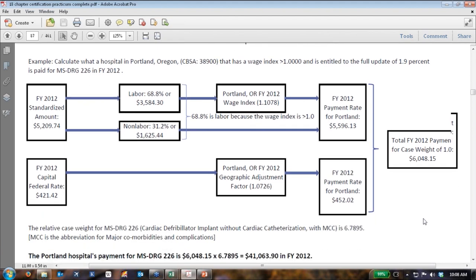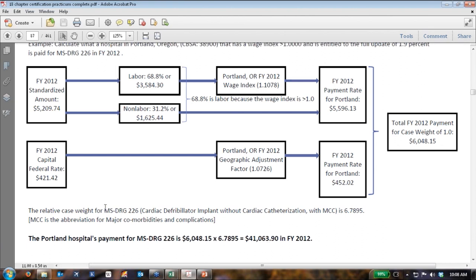Now, if you go to a particular MS-DRG, in this example MS-DRG 226, that has a case weight of 6.7895, you multiply this standard dollar amount by that case weight, and that's how you calculate what Medicare pays for a particular DRG. Now, in the real world, we have computer systems that do this for us, be they from MedAssets or Optum or other vendors. So we rarely do a calculation like this, if ever.